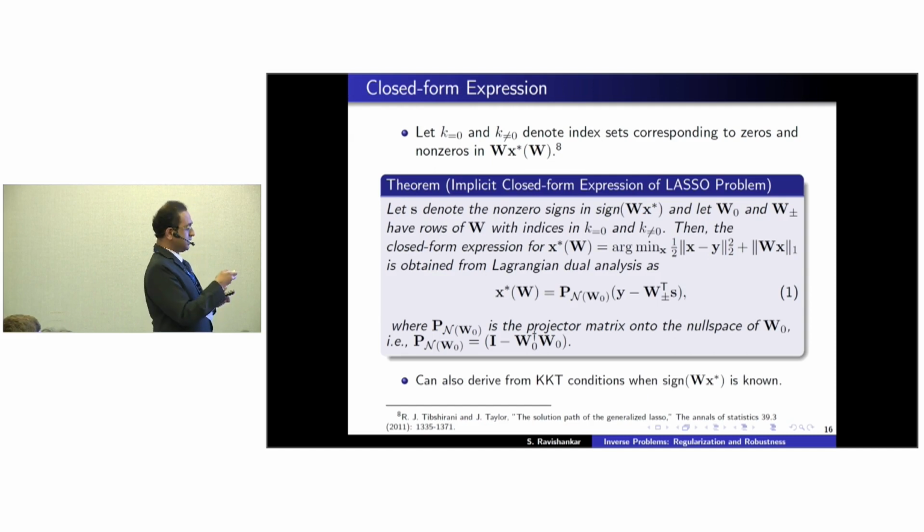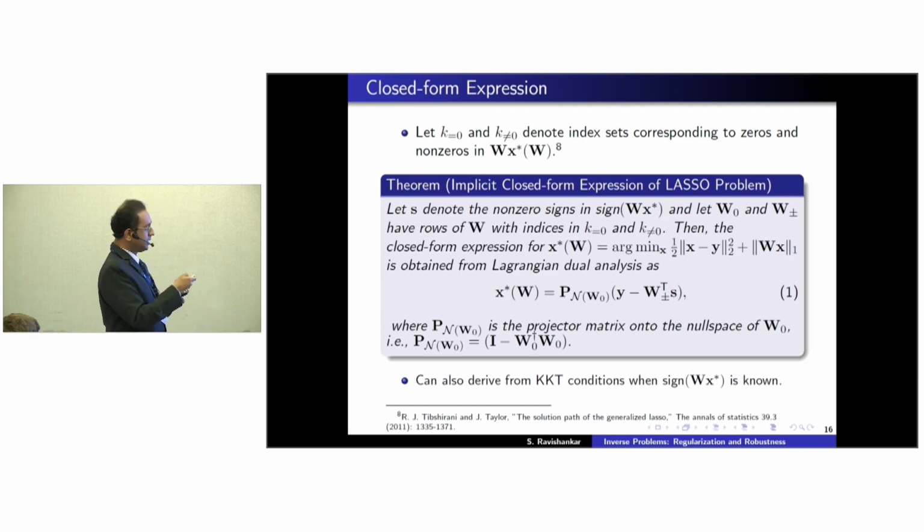What it's saying is that let's assume we know the solution of the lower level problem. If we knew the solution and we have the transform W, we can compute the sign of W times X star. This vector S only has the non-zeros in that sign, so only the plus ones and the negative ones. W0 and W plus minus denote subsets of the rows of W corresponding to the zero components and the non-zero components of W X star.